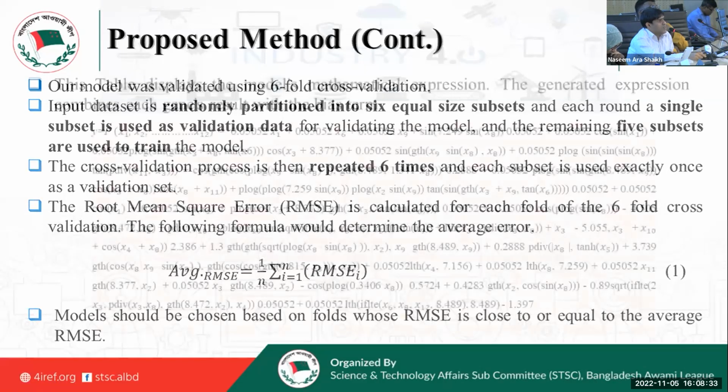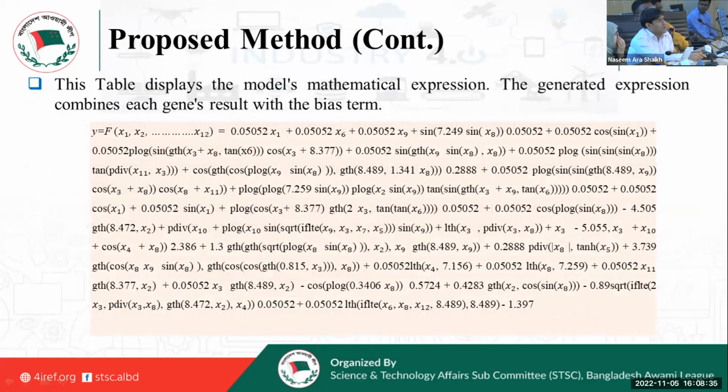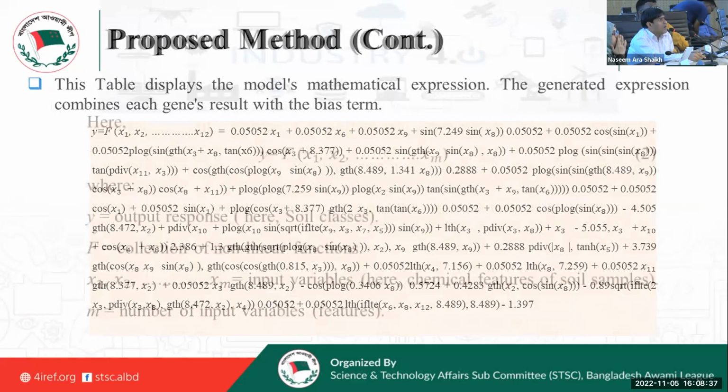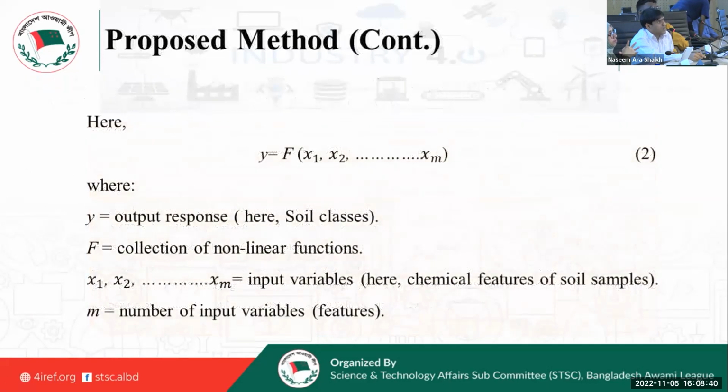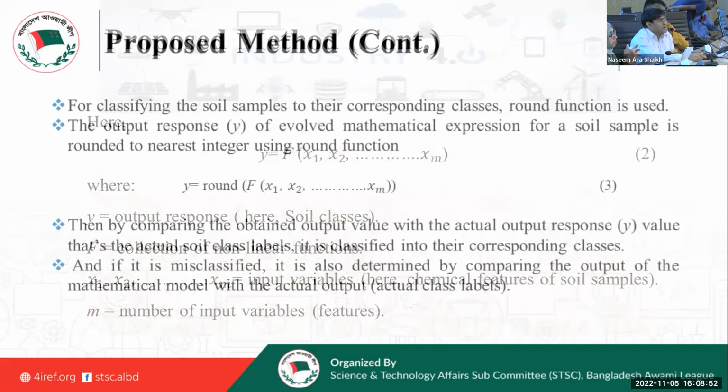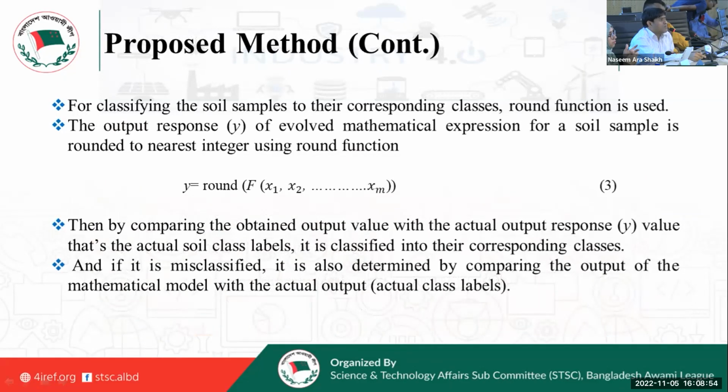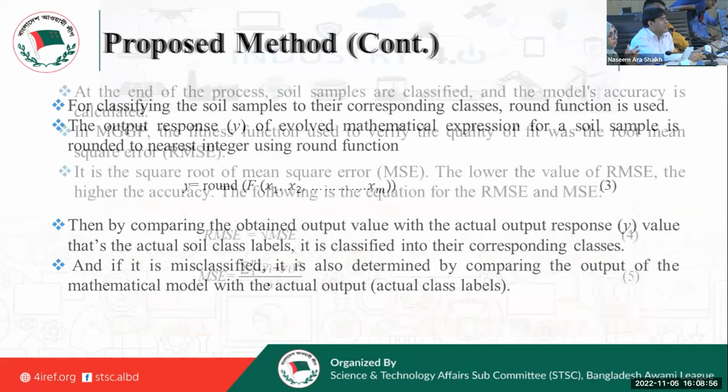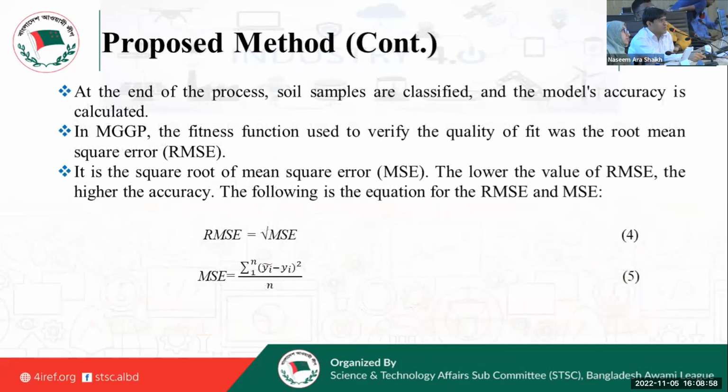And this is the overall mathematical model of our proposed method. And this is the functional form of the proposed method. Here y is the output, and f is the function of features of the soil series. And this is the overall function of our proposed model. And this is the fitness function, root mean square error, RMS error.